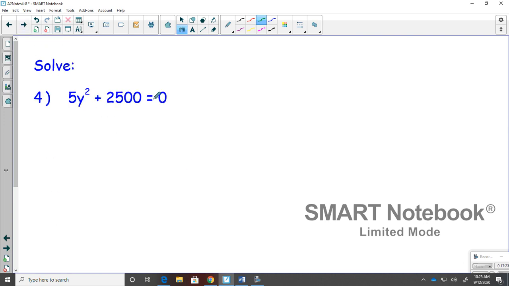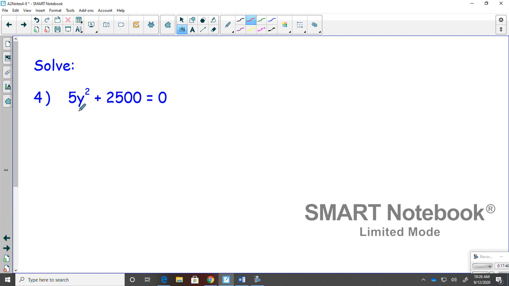Okay, and then example 4, this will be our last one today. We have 5y to the second plus 2500 is equal to 0. I do see a quad term. I do see a constant term. I see equals 0. It is missing a linear term. So I'm going to choose not to do the formula. I'm just going to transpose and get y by itself.